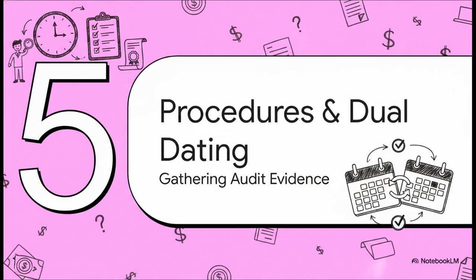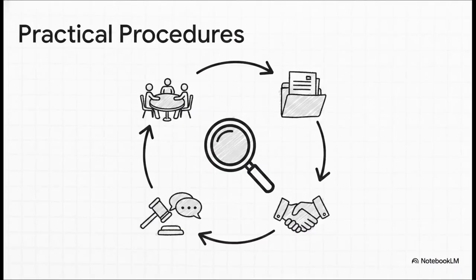Which brings us to part 5, practical procedures and dual dating. When the auditor is in that active duty phase, what exactly are they supposed to be doing? Getting that sufficient, appropriate audit evidence basically means playing detective. You don't just sit back, you investigate.